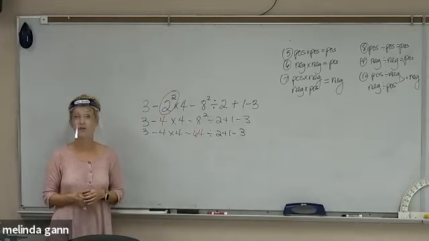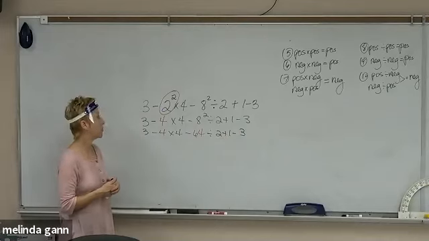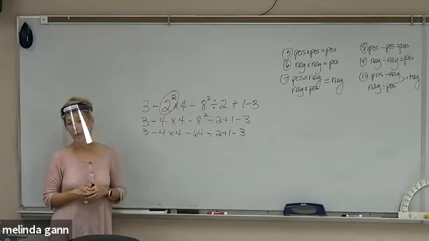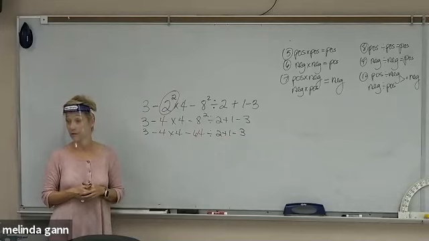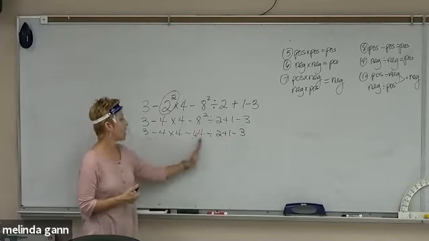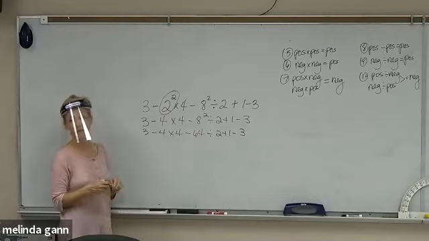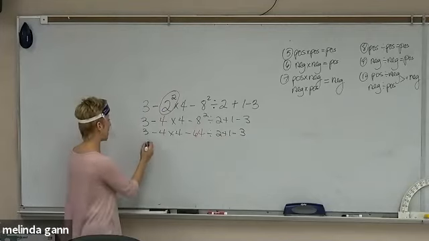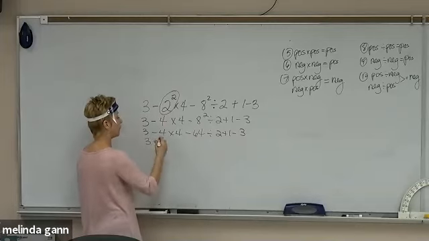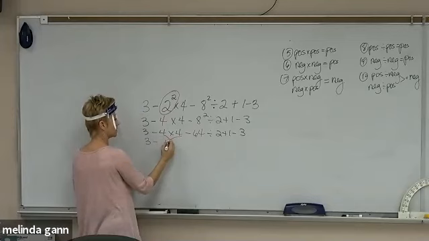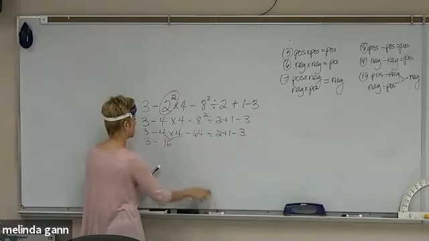No. What's the next thing you look for? Multiplication, or do you always multiply before you divide? No, it's whoever gets in line first. So when I'm looking left to right, which one comes first, the multiplication or the division? The multiplication. So I've got 3 minus. Now what is 4 times 4? 16. Then the rest of it just gets copied.